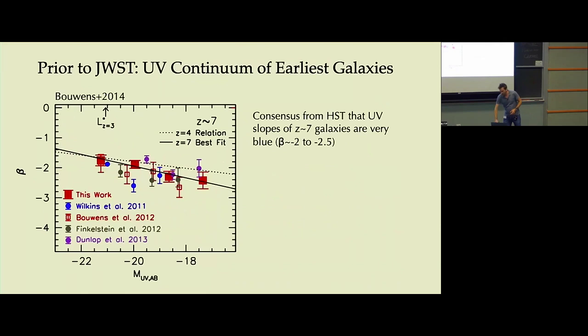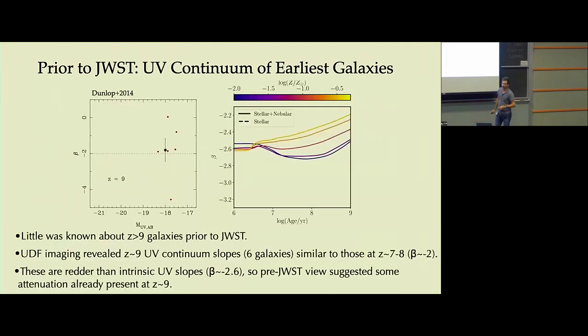Now, Hubble was actually pretty good at measuring UV continuum slopes. Okay, so the consensus from about a decade's worth of work with Hubble is that at redshift 7, UV slopes were pretty blue, ranging between -2 and -2.5 or so. But this was really hard work at redshifts above 9, right? We didn't really know of many galaxies. We didn't have enough filters to properly measure the UV slopes.